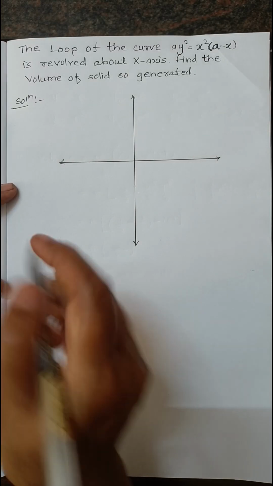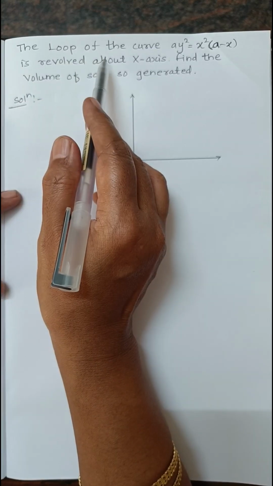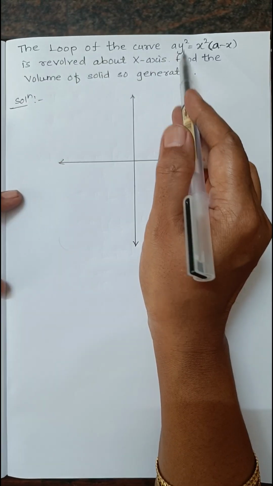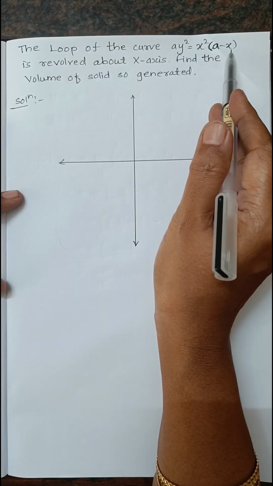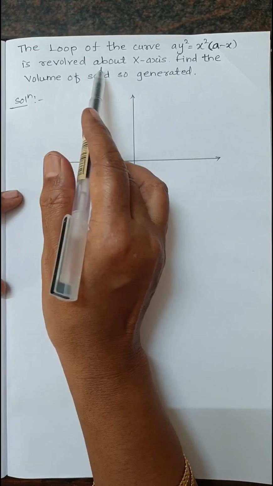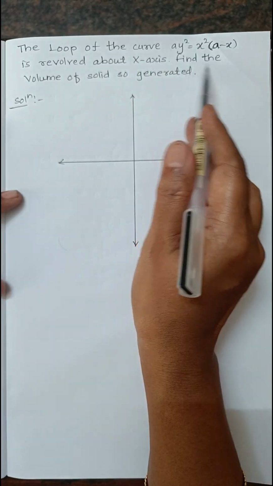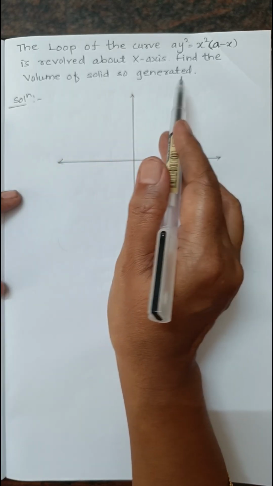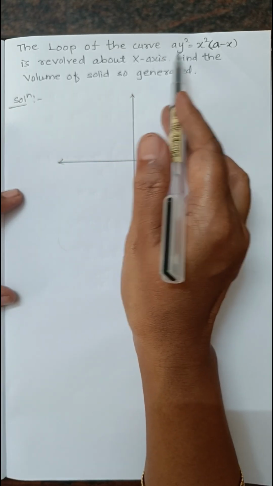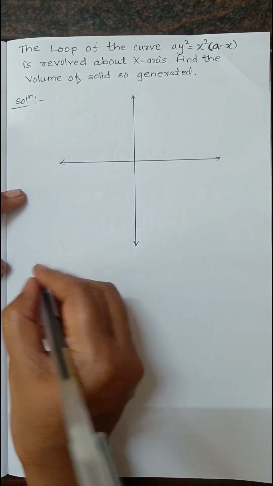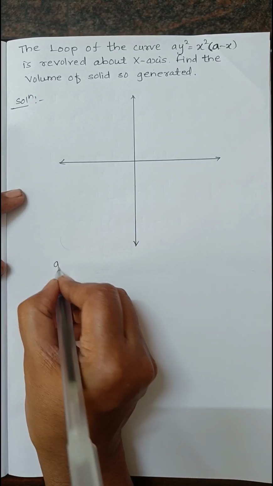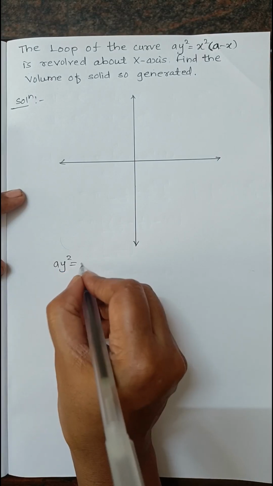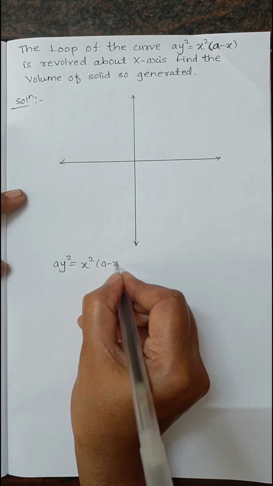Today's question is: the loop of the curve a y square is equal to x square into (a minus x) is revolved about the x-axis. Find the volume of the solid so generated. And now this is the loop. The equation of the loop is a y square is equal to x square into (a minus x).